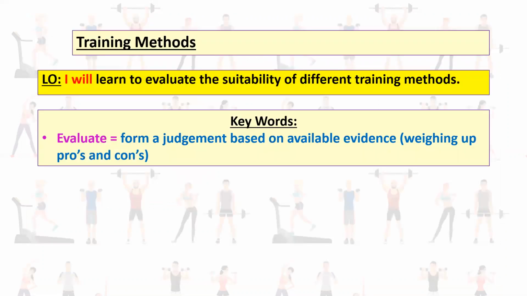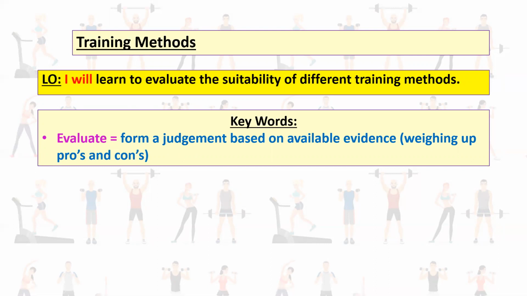Okay, training methods. So we've looked at a couple in our practical lessons. We looked at circuit training and we did some plyometric training last week. This one is just a theory session where we're just going to give an overview on how to evaluate the training method. So when you're evaluating it, you're essentially looking at the positives and the negatives. You're weighing up the pros and cons and thinking about how suitable each training method is for a particular performer.